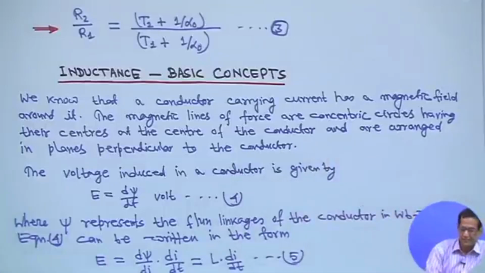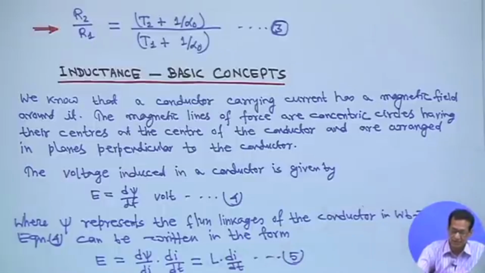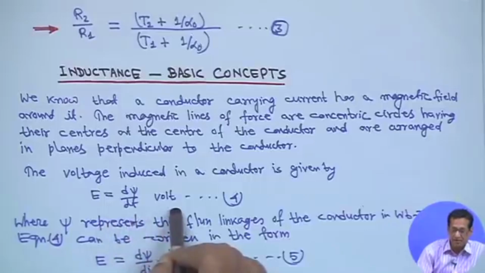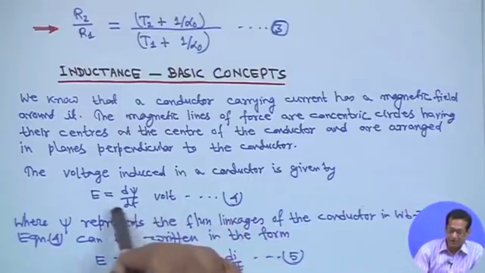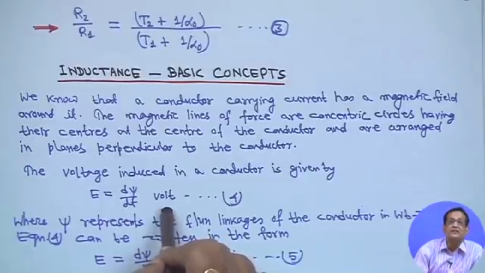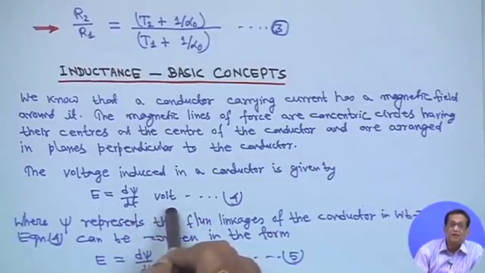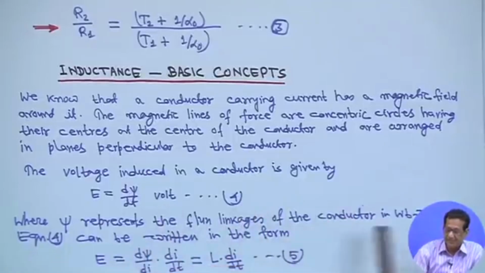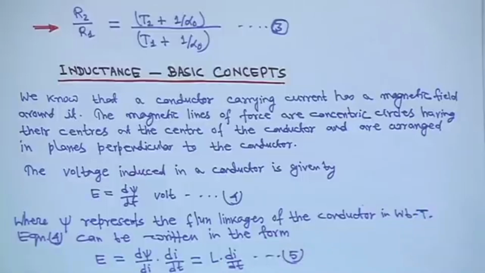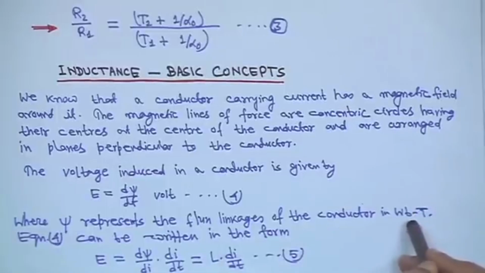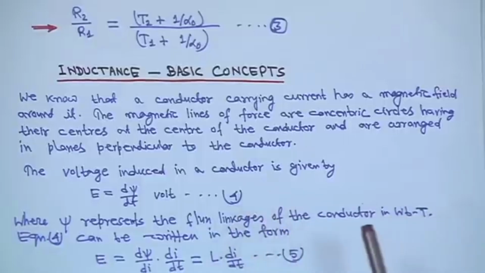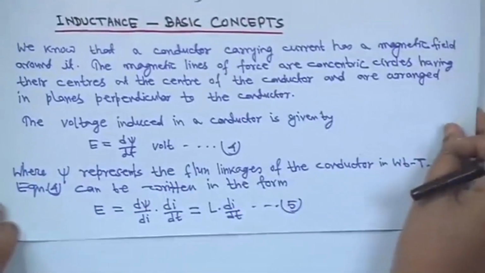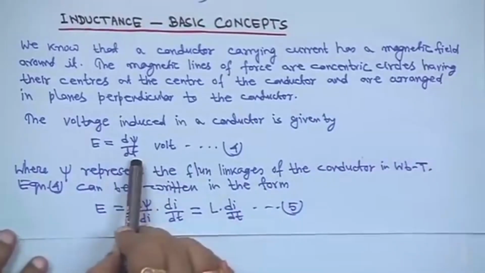So, the voltage induced in the conductor can be written as E is equal to d phi by dt volt. Everywhere possible I have written the units. So, E is equal to d phi by dt volt. This is equation number 4, where psi represents the flux linkages of the conductor in Weber turns. This equation 4 can be written in this form, E is equal to d psi by dt.